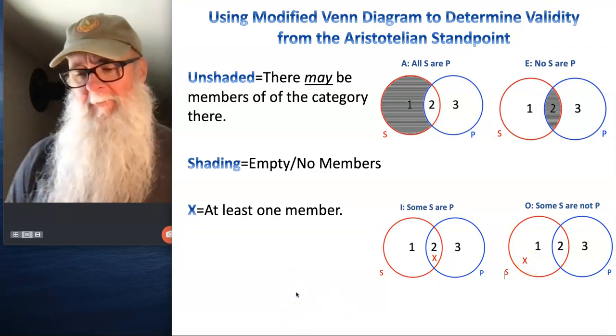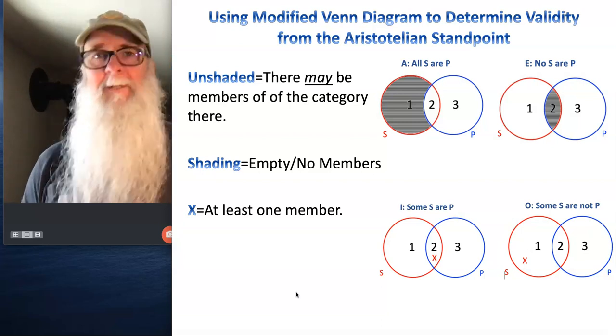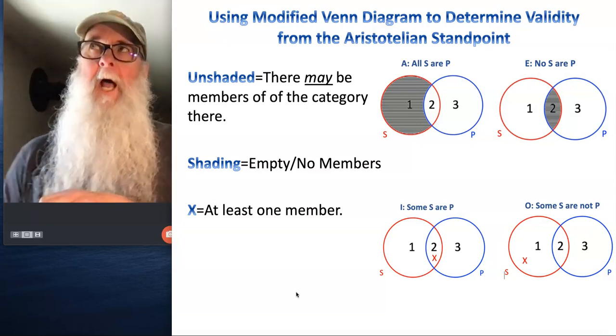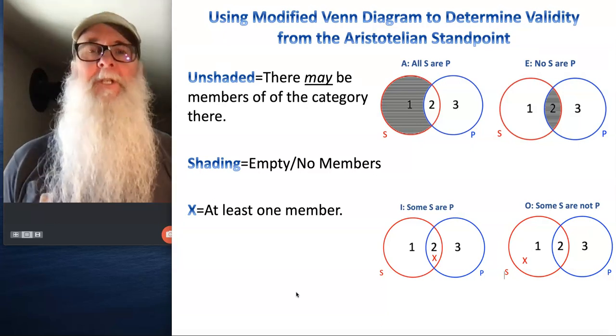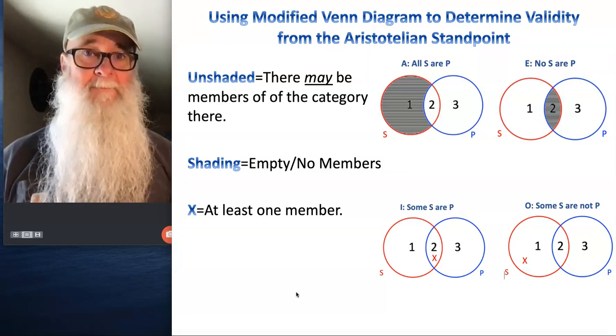Now, it's important to reflect on what exactly that X means. The X means this. There is at least one member of this category right here where the X is. I don't know if there's more than one. I just know that there is at least one because the word some means at least one, maybe more, but at least one.